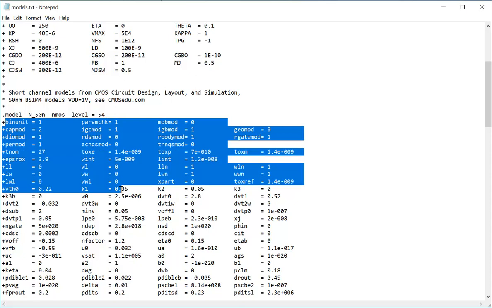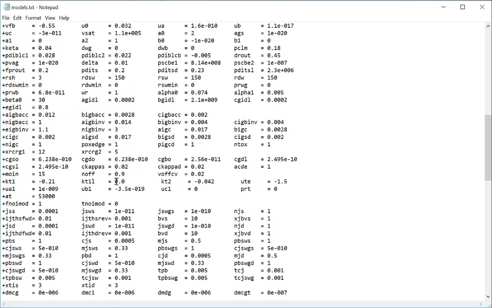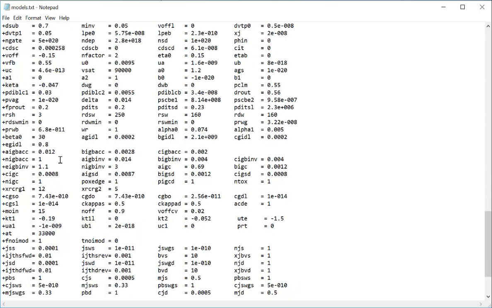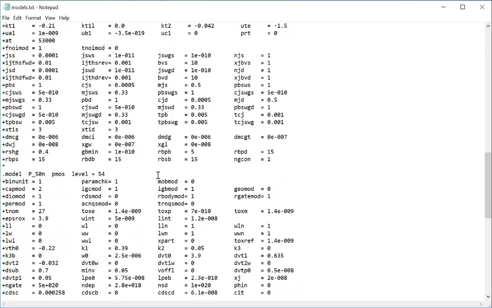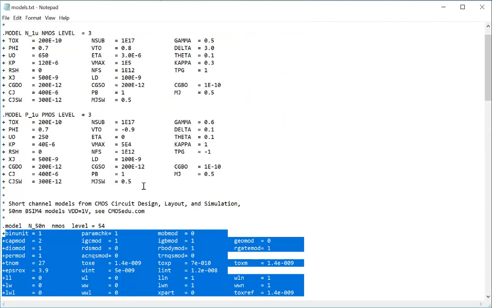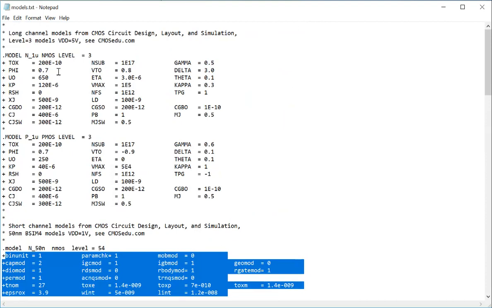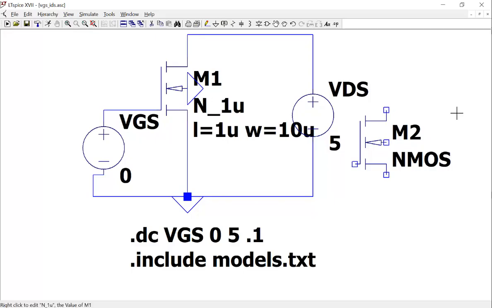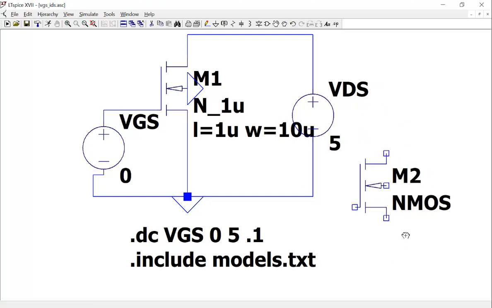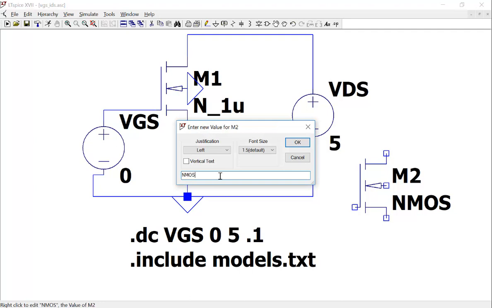So you can see there are a lot more parameters to define the features of it. So it looks longer. It's a short channel model version in the book. Okay. So this is where you find the name of the models. That's why we have to rename it here. So this is the one I just grabbed from the library, right? I can see the default model name is NMOS. Okay, but we have to change it to N_1U. How to change it? Just right click on the name, on the text, and type the name here, okay? Change it to N_1U for the NMOS.